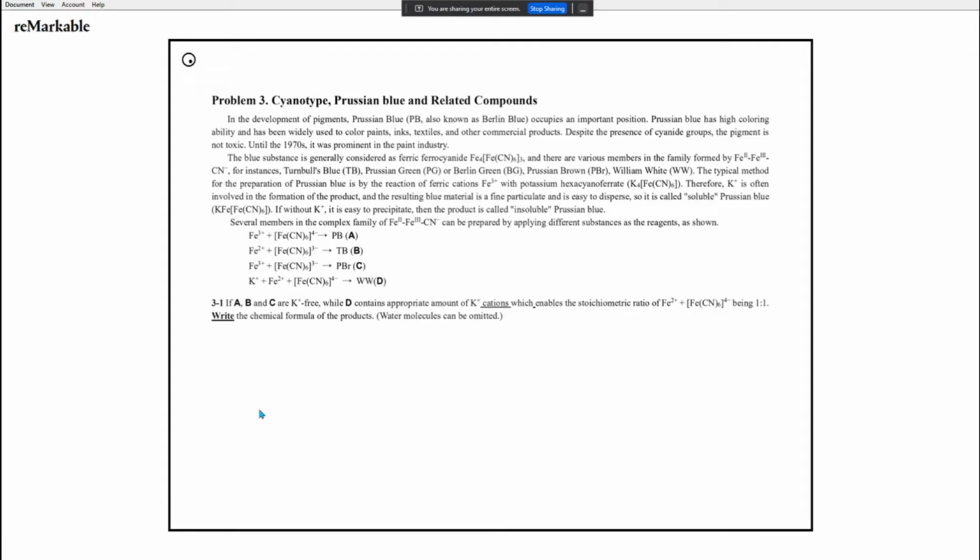It begins with the introduction of different known Prussian blue compounds like Turnbull's blue, Prussian green, Berlin green, Prussian brown, and Williamson's white, all those historical names. And then you are asked to write the equations like this.